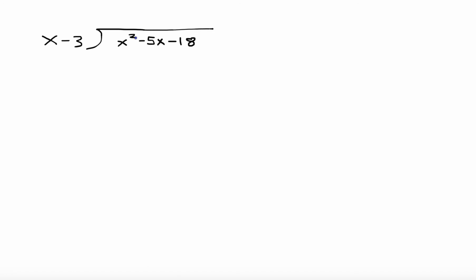Okay, in order to do so, we need to look at the first term in the dividend, which is x squared, and the first term in the divisor here, which is x. What we want to do is divide those together, right? How many times does x go into x squared in this case? So we're going to take the first term in the dividend divided by the first term in the divisor. You notice that in this case we get x, so that should be the first term in our quotient.